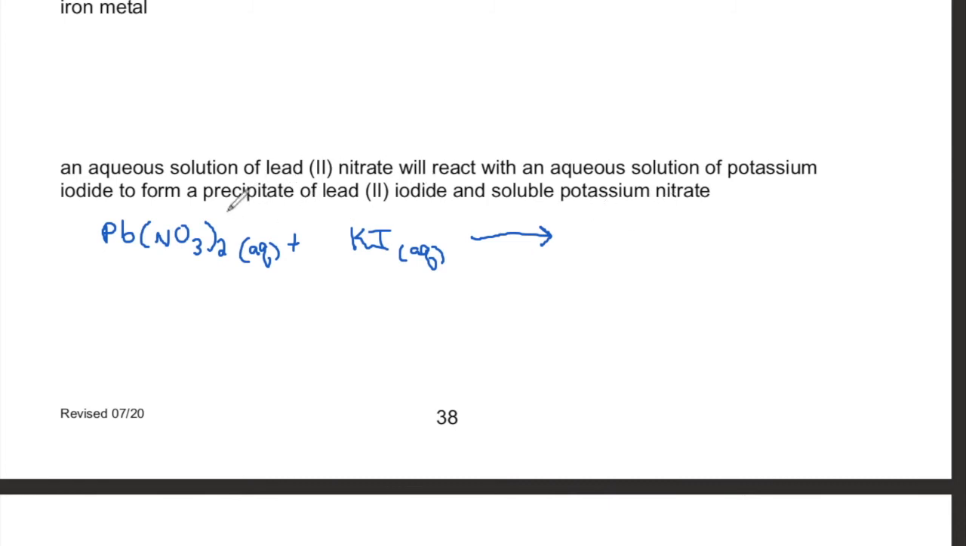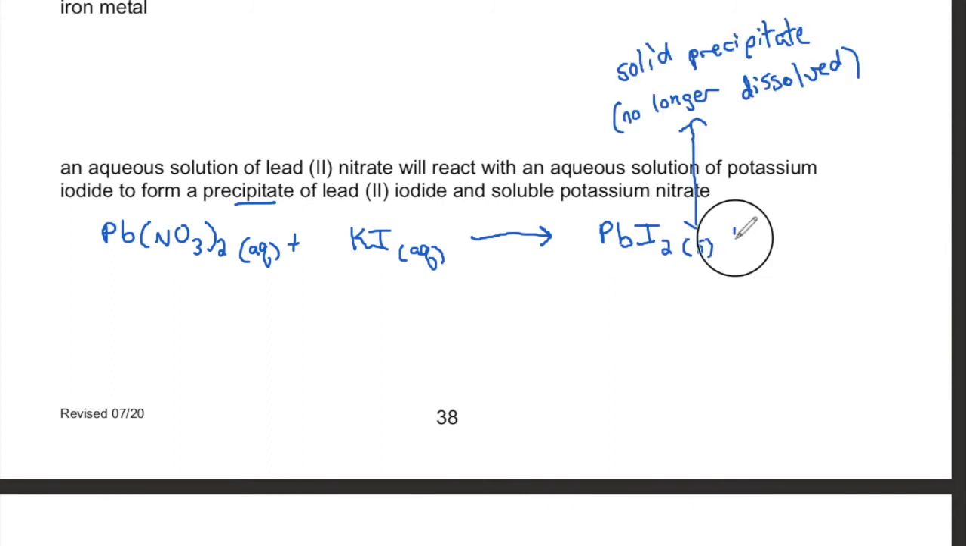Now we have a precipitate. A precipitate is something solid that comes out of solution. It's no longer dissolved. So we have a solid precipitate. Lead(II) iodide would have the formula PbI2, and we put an (s) to indicate that it is a solid precipitate. The other product is potassium nitrate, and that is dissolved. It is soluble. The correct formula for potassium nitrate is KNO3, and that is aqueous.